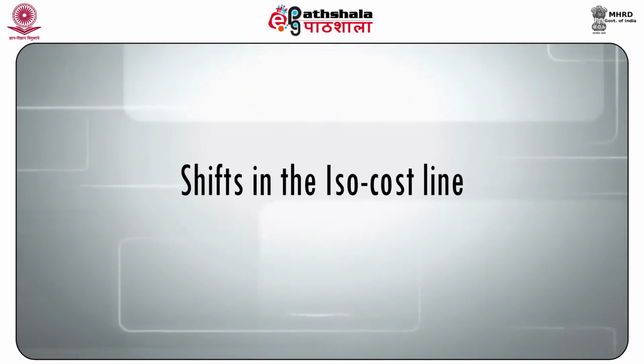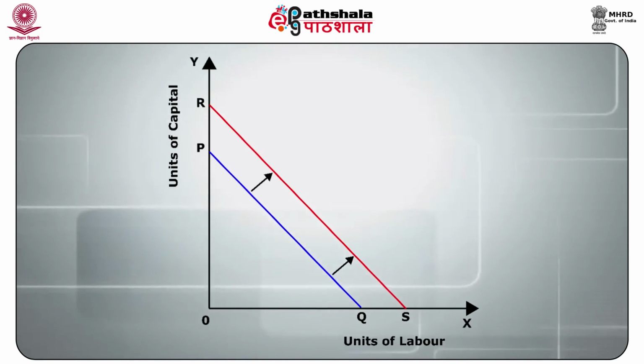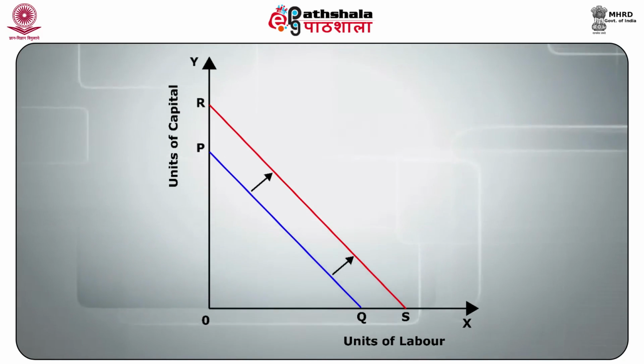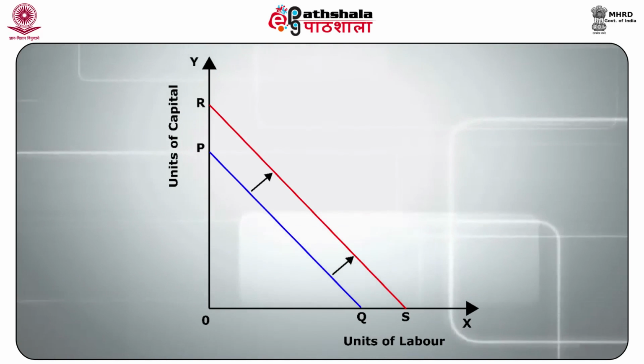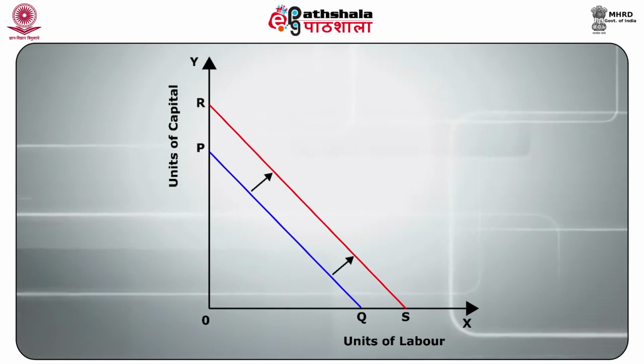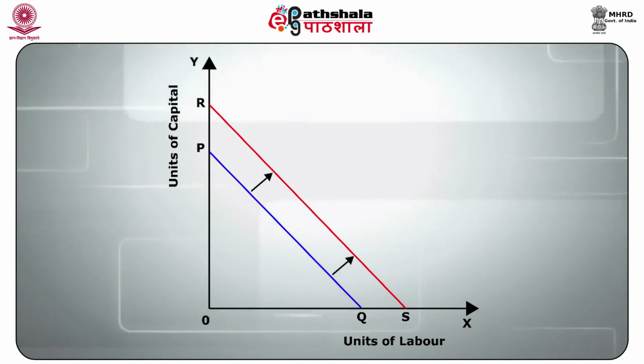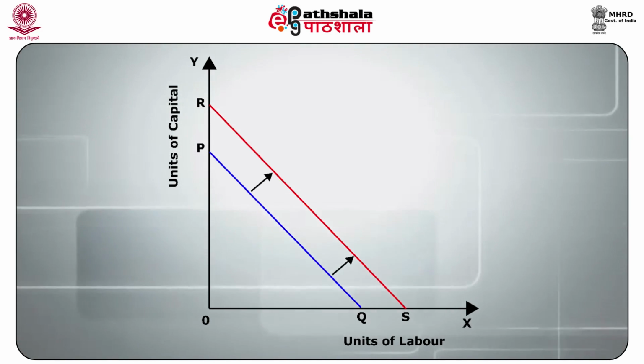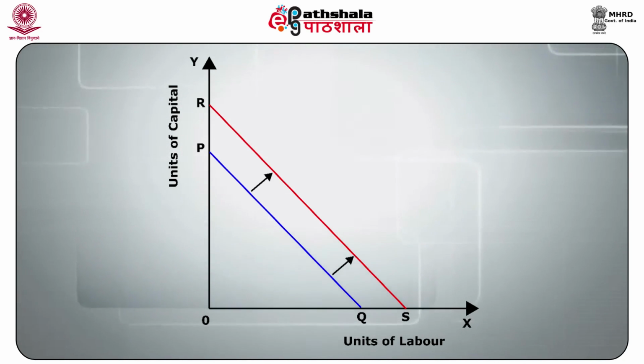Next, shifts in the isocost line. Isocost line depends upon total cost or total money outlay and the prices of the factors of production. If the amount of money that firm spends on the factors increases or prices of both the factors decreases in the same proportion or vice versa, then isocost line shift parallel outwards.